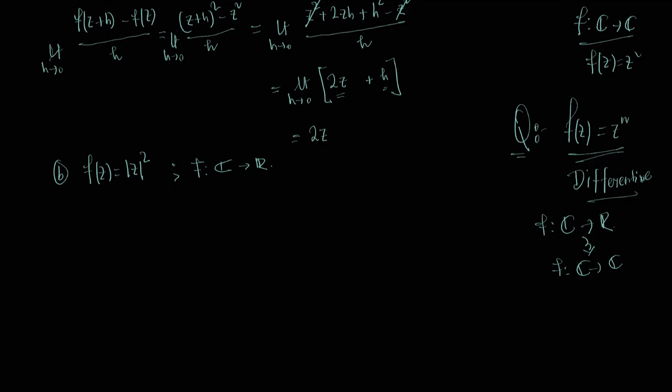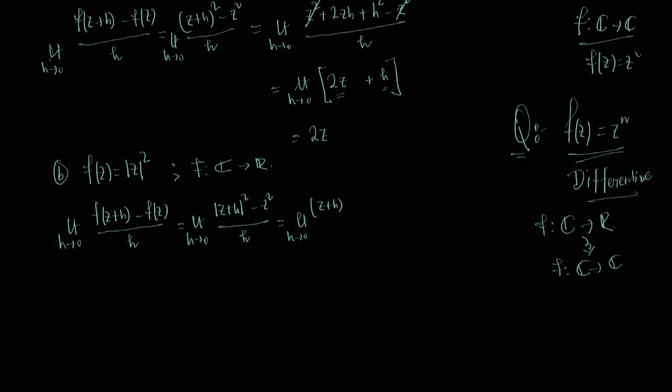What happens now? See, this function f. Let's look at it. Limit h tends to 0, f of z plus h minus f of z by h, which is limit h tends to 0, mod z plus h square minus mod z square by h. Okay, this is nothing but limit h tends to 0, z plus h bar minus z bar by h.